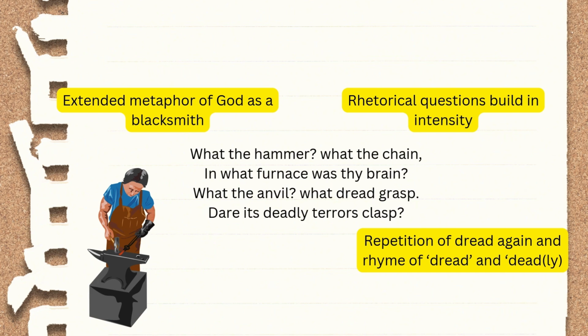We've then got the repetition of dread. So again, that idea of fear. What dread grasp dare its deadly terrors clasp? So first of all, we've got that kind of internal rhyme of dread and deadly. So that adds emphasis to both of them, that this God is both dread, creating something deadly. We've also got that repetition from previous stanzas of dare. So we get this real feeling that the speaker just can't get their head around the fact that God could create something so powerful and beautiful.